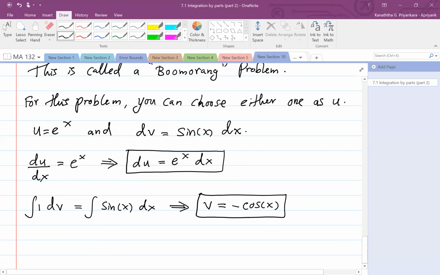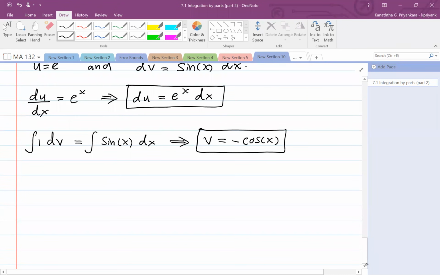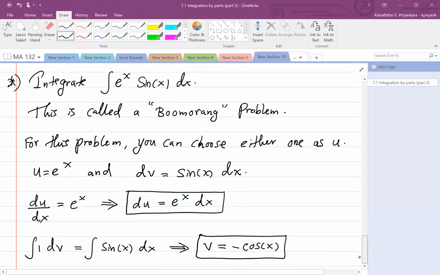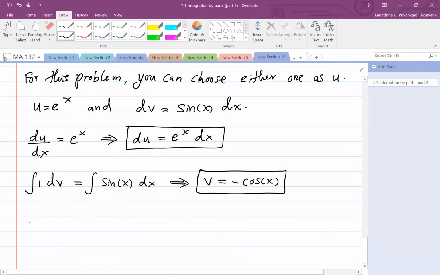If you want to check, take the derivative of negative cosine x, and you should get sine x. That's how you can see if you got the right antiderivative. If I take the derivative of cosine, that is negative sine, so minus negative becomes plus. That means we have the correct v. Now apply integration by parts: integral u dv equals uv minus integral v du.